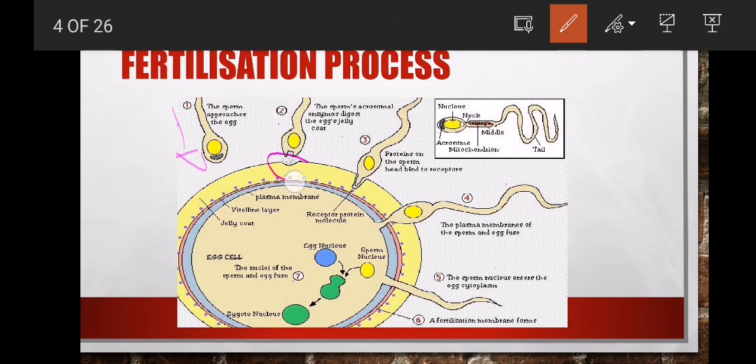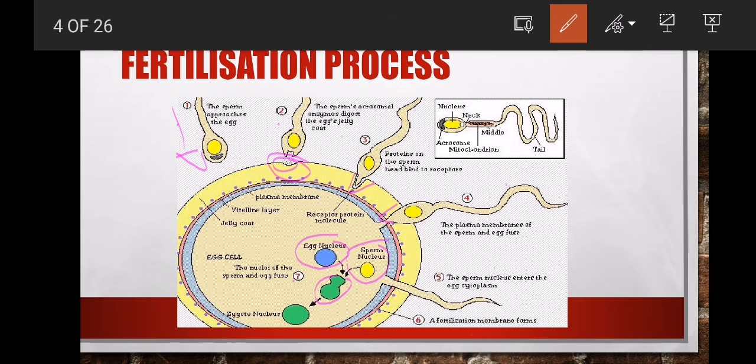Once it releases the enzyme, what will the enzyme do, good people? It will degenerate, as you can see here. It will dissolve the covering of the membranes of the egg cell. Once it dissolves the membranes, you can see that the head is now penetrating. Up until here, the nucleus has been inserted into the egg cell. Then it will fuse with what? With the nucleus of the egg cell. So there's a sperm cell nucleus and an egg cell nucleus. They come and fuse together.